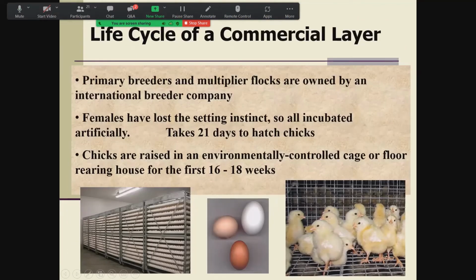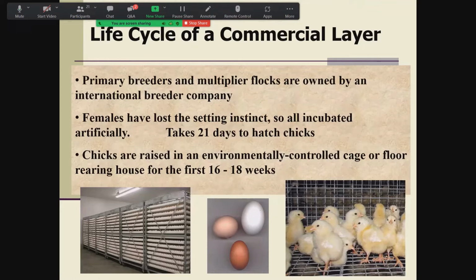So how it works is the primary breeders and multiplier flocks are owned by international breeding companies. They're owned by companies that do nothing more than develop the genetics for the next generation. The females don't have setting instincts at all anymore. These birds have been selected so intently for egg production that they don't even have the instinct to set anymore.